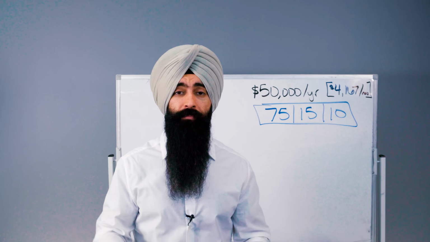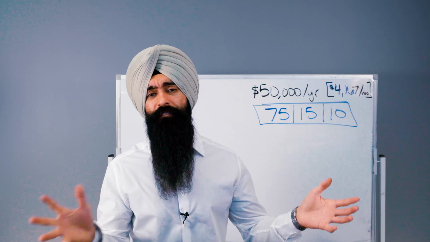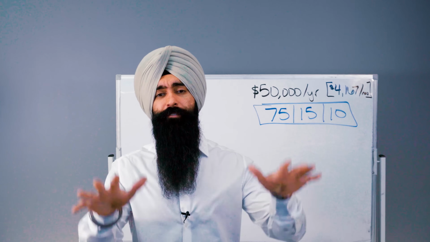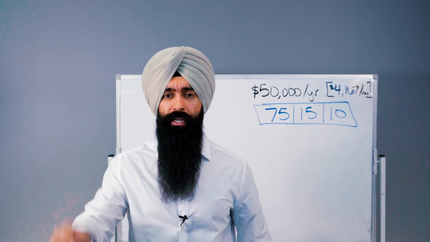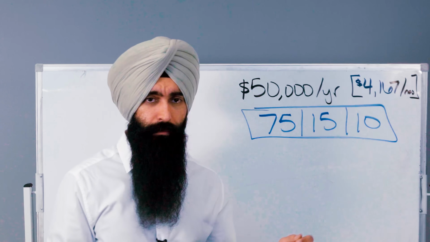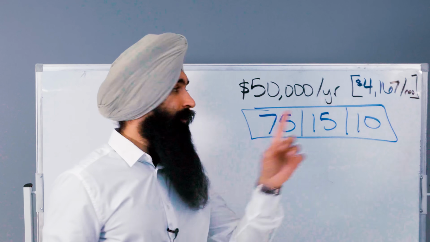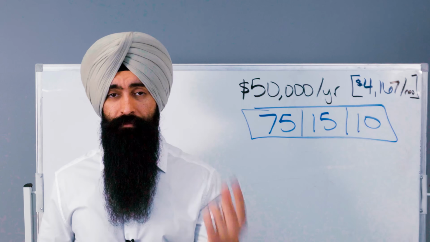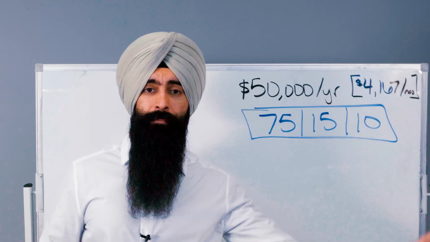A simple rule of thumb that you can start with is something like a 75-15-10 plan, which says for every dollar that you earn from here on out, 75 cents is the maximum that you can spend. 15 cents is the minimum that you're investing. 10 cents is the minimum that you're saving.